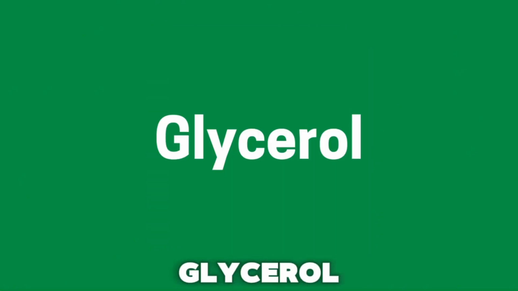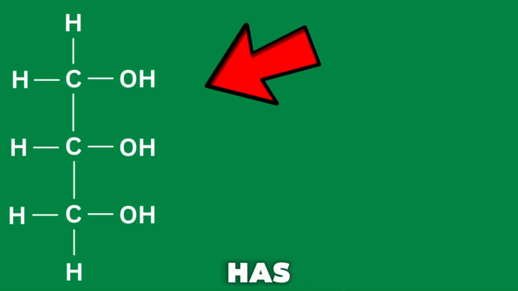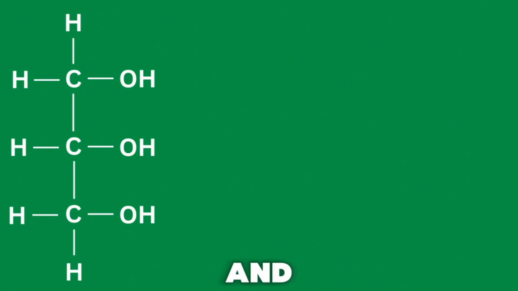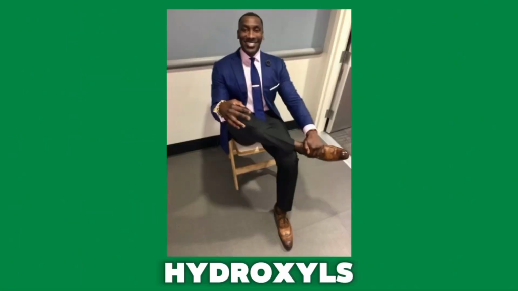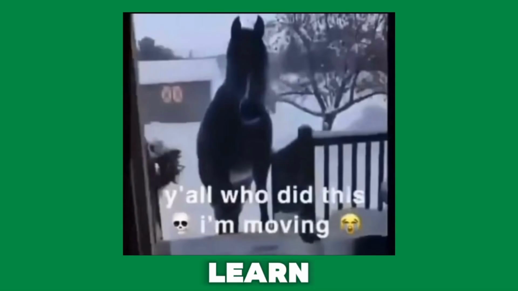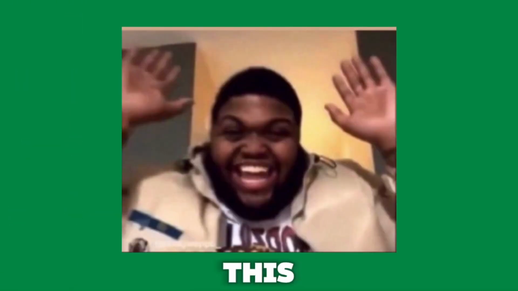So what does the glycerol molecule look like? Well, let me show you this. This is what we call a glycerol molecule. It looks a bit like this. It has these three hydroxyls bonded to it, and this is really important because the hydroxyls can bond with things. So I suggest you learn this structure of glycerol. It's not very difficult to memorize. It's pretty easy. But this is it.